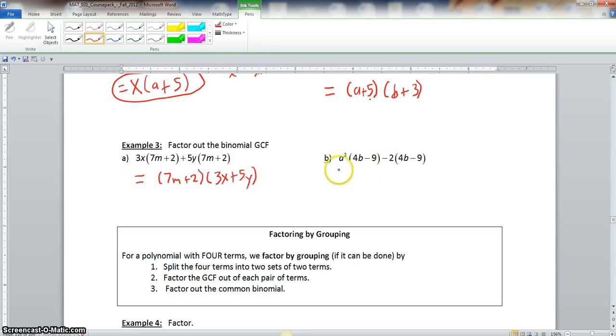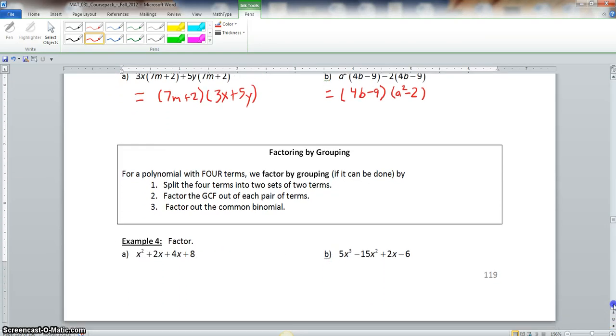Now, we look here at b. Now, we have our two terms here. So we write down the repeating parenthesis, which is 4b minus 9. And then in our next parenthesis is everything that's left, which is a squared minus 2. And we're done. Now we scroll down here.